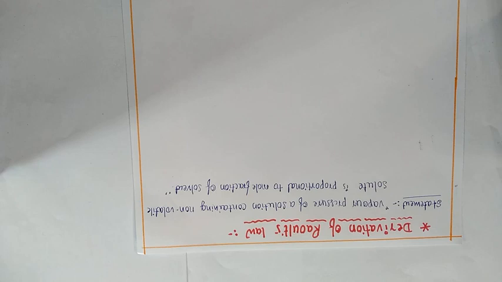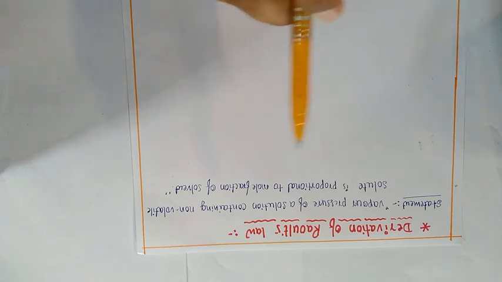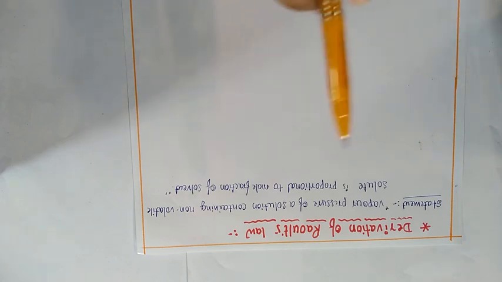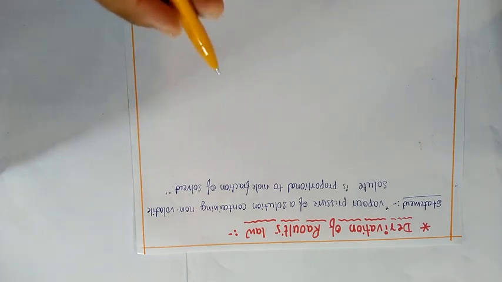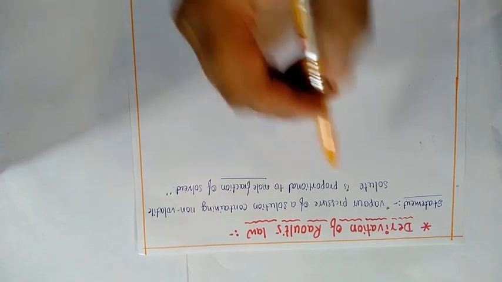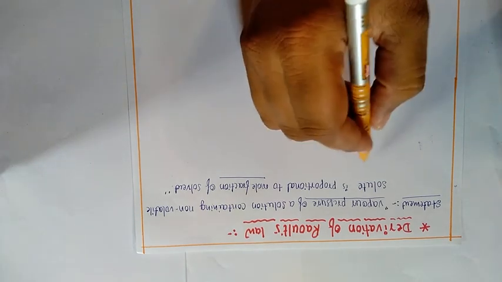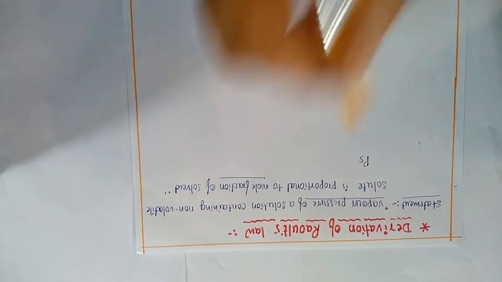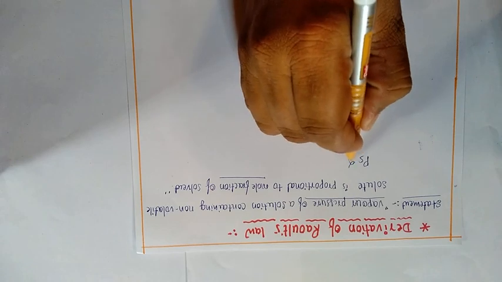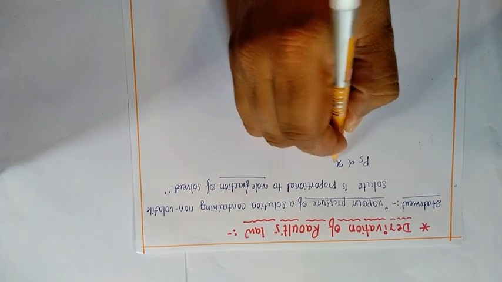So in this class we are going to start the derivation of Raoult's law. In a previous class you studied the statement of Raoult's law. The statement is: vapor pressure of a solution containing non-volatile solute is directly proportional to the mole fraction of the solvent. That means PS, the vapor pressure of a solution, is directly proportional to the mole fraction, x1.